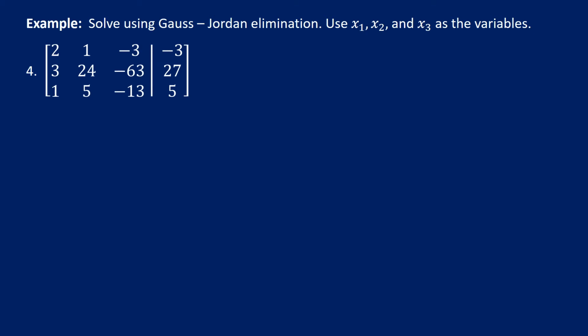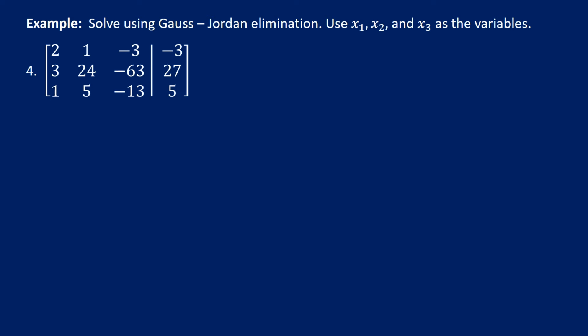So we're going to solve this using Gauss-Jordan elimination, and we're going to use x1, x2, and x3 as our variables. So we have 2, 1, negative 3, negative 3, 3, 24, negative 63, 27, and the last row is 1, 5, negative 13, 5.